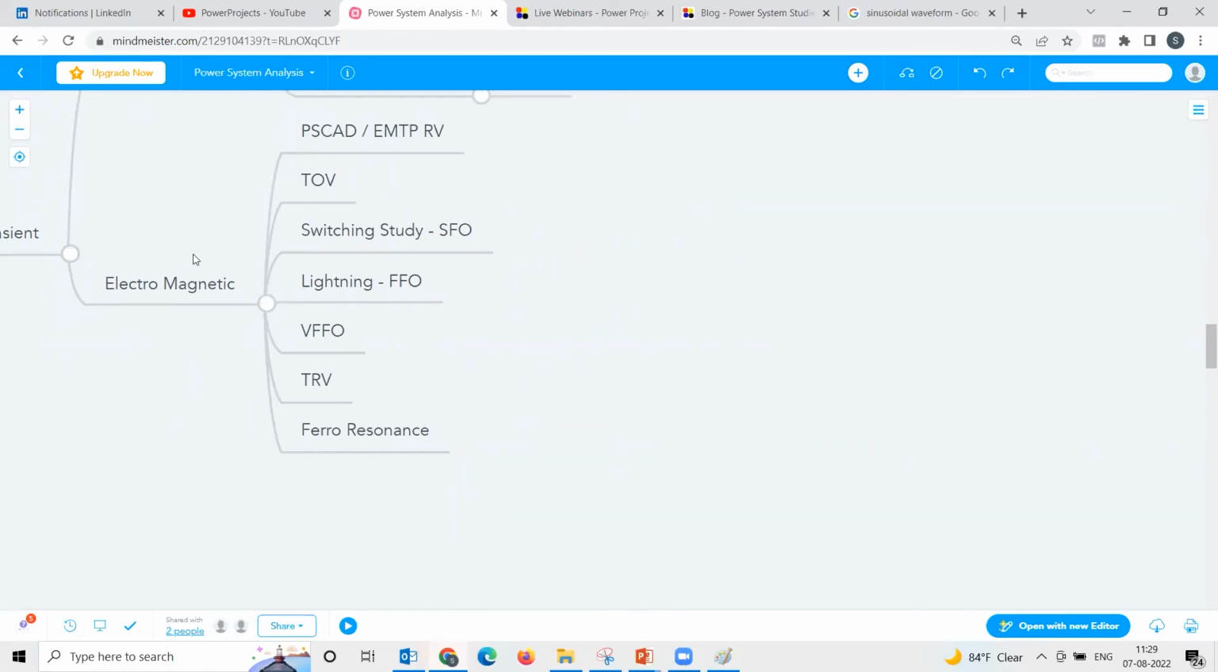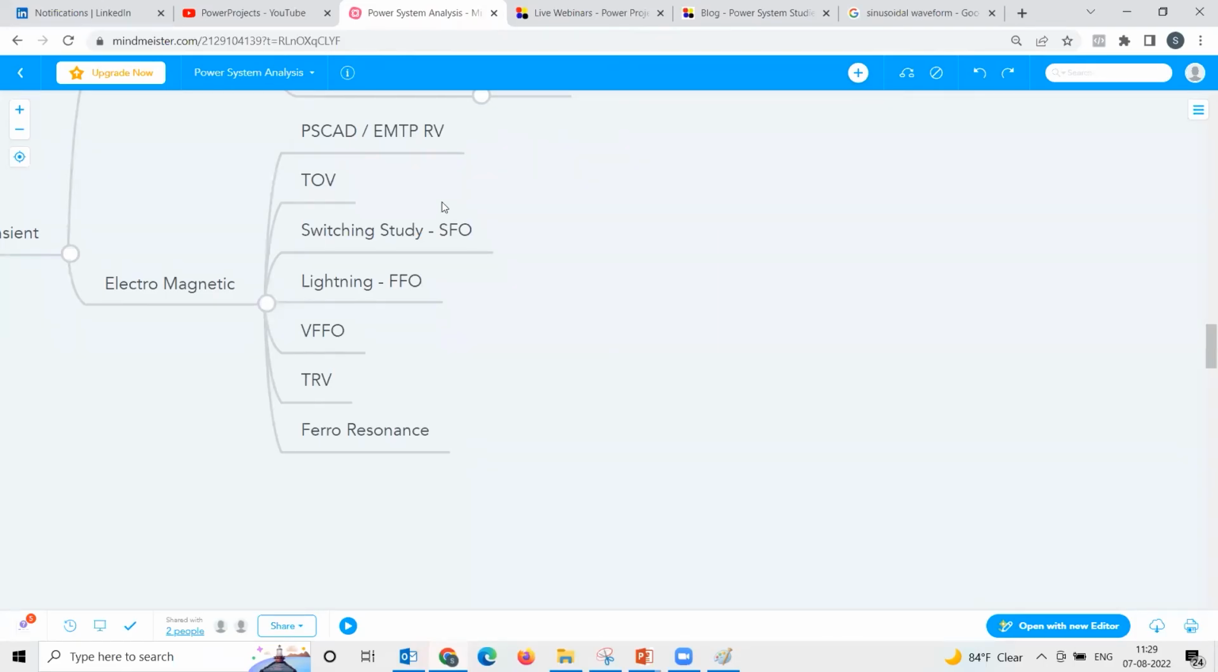There are 6 major studies which come under electromagnetic transients: temporary over voltage, switching over voltage, lightning over voltage, very fast front over voltage (VFFO), transient recovery voltage (TRV), and ferroresonance. All of these come under electromagnetic transients, and they need to be performed using simulation software like PSCAD or EMTP-RV.